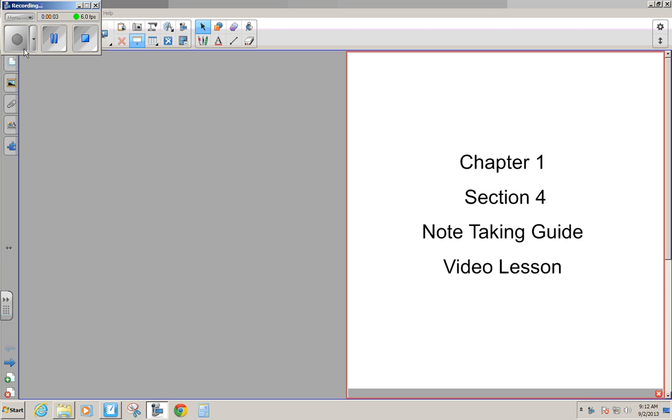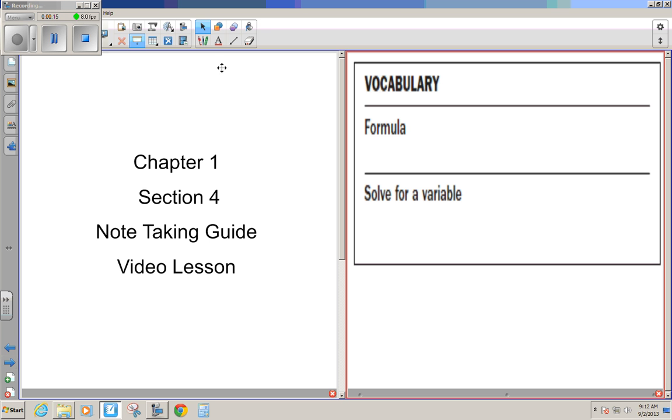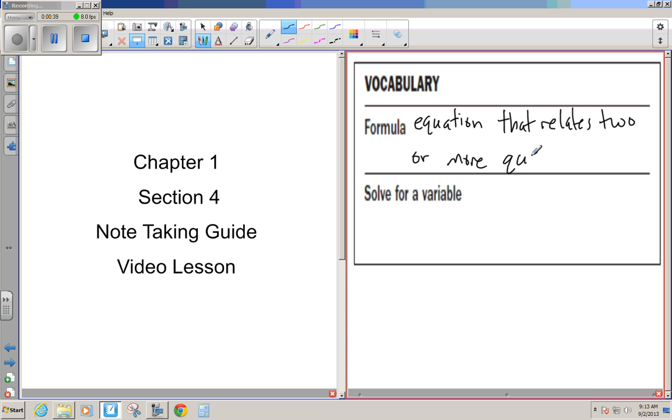All right, here we go with Chapter 1, Section 4. It's entitled Rewrite Formulas and Equations. A couple of vocabulary words here. First off, a formula. It's an equation that relates two or more quantities.